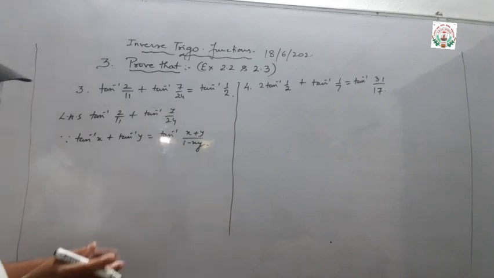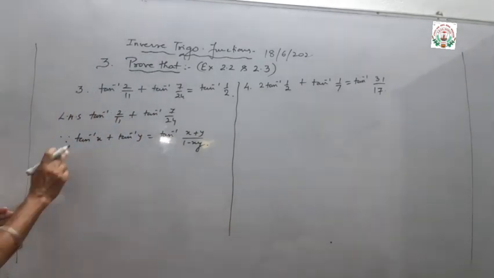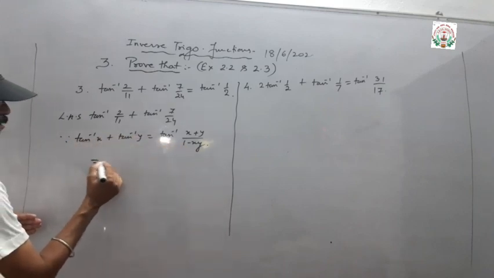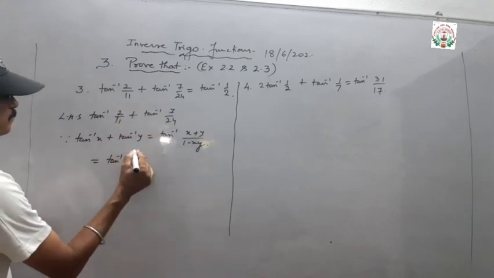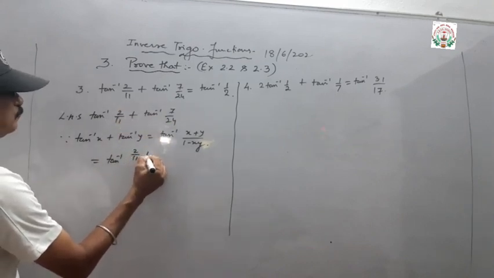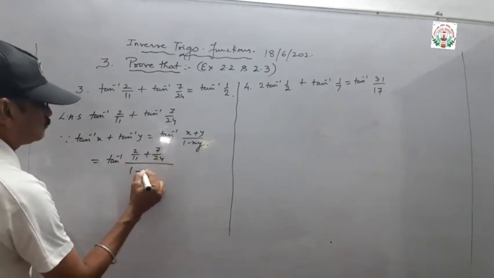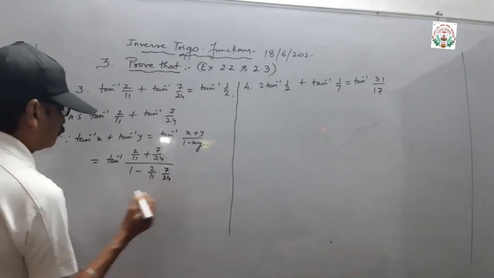As I have given the formulas on WhatsApp also, after studying the formulas, you just have to apply them. So tan inverse of x, the value is 2 by 11, y's value is 7 by 24, plus 1 minus 2 by 11 into 7 by 24.